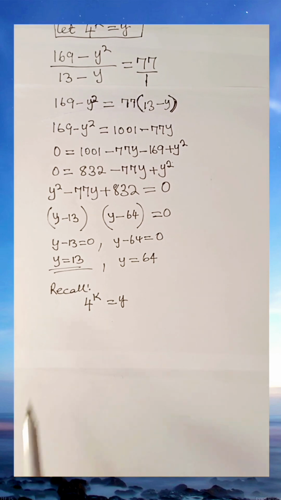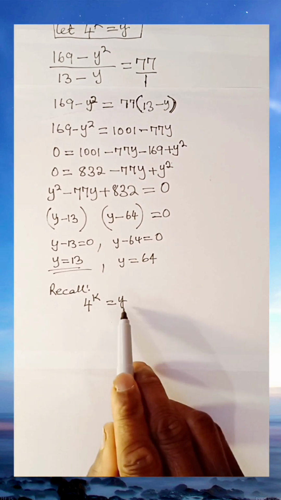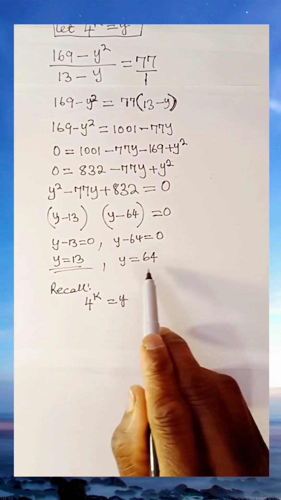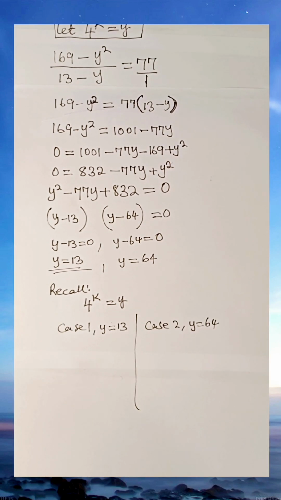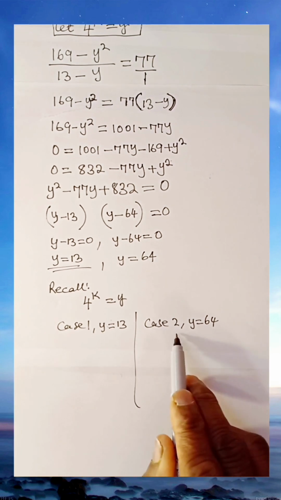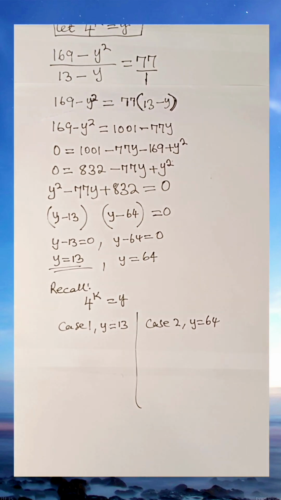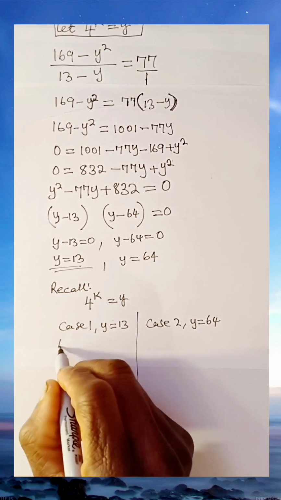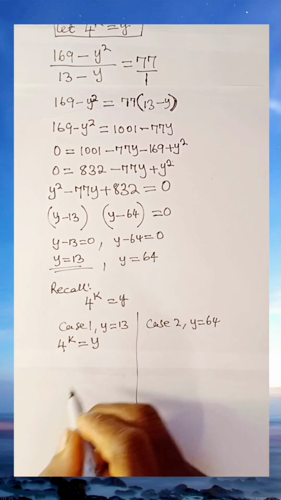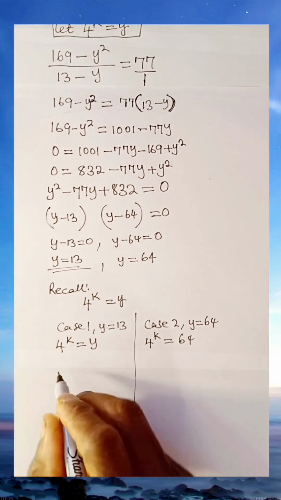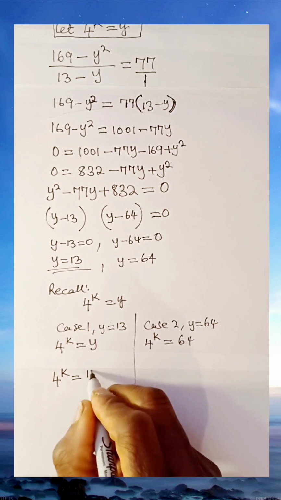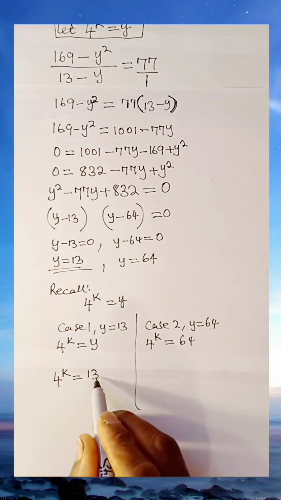Recall that we made a substitution: 4 raised to the power of k is equal to y. Now let us find the value of k, since y is equal to 13 and y is equal to 64. We are going to have two cases. Case 1, y is equal to 13, and case 2, y is equal to 64. So here we have 4 raised to the power of k is equal to y, and y is equal to 13. Let's take the log of both sides.